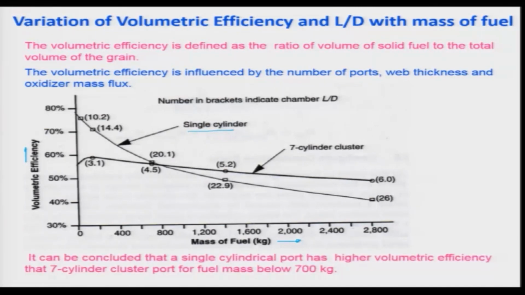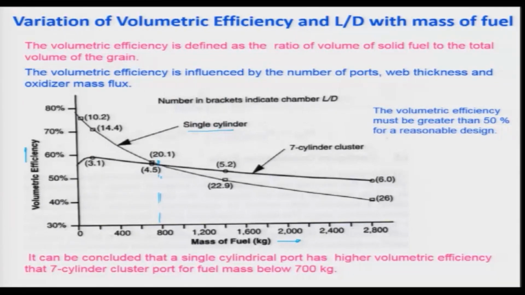If we summarize, a single cylinder port has a higher volumetric efficiency than the 7 cylinder cluster port for fuel mass below 700 kg. This is the crossing point. But if you want to go for a larger mass of fuel, meaning longer duration and higher thrust, then naturally one goes for the 7 cylinder cluster design. Keep in mind that volumetric efficiency must be greater than 50% for a reasonable design, which the 7 cylinder cluster design satisfies, because it is all the time more than that. Therefore, the 7 cylinder cluster design is preferred.